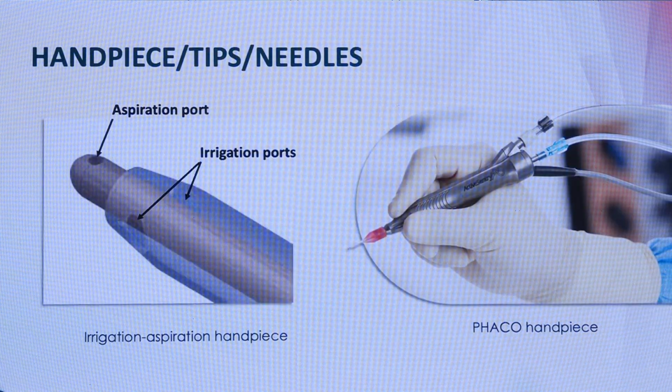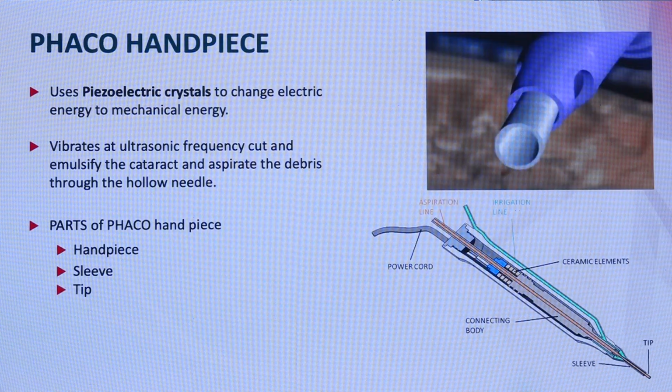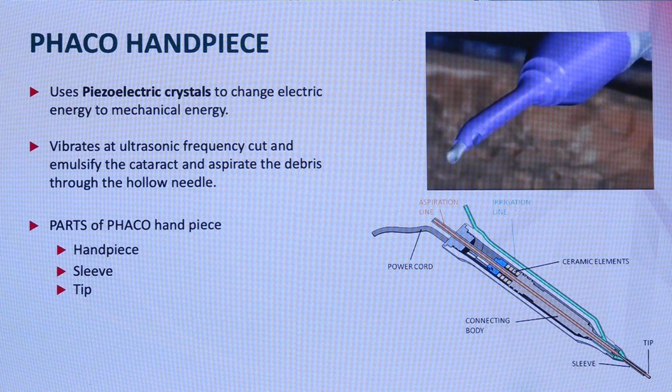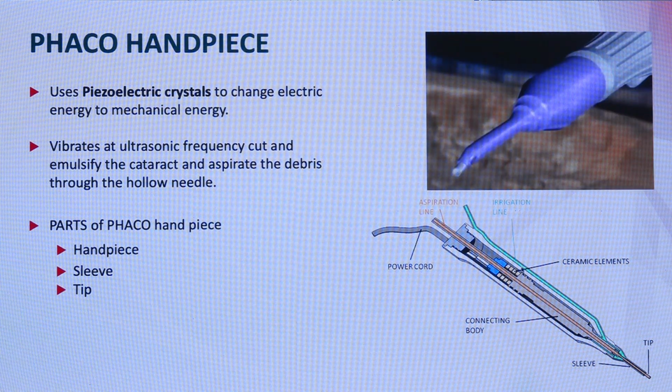Now the second is the handpiece that we'll talk about. There are two kinds of handpiece in the Phaco machine. One is the irrigation aspiration and one is the Phaco handpiece. The Phaco handpiece basically uses a piezoelectric crystal here. There can be 4 to 6 piezoelectric crystals which will change the electric energy into mechanical energy, the ultrasonic frequency, which will oscillate your Phaco probe, the Phaco tip, and will create the cutting motion, and it will emulsify the cataract and will do the aspiration.